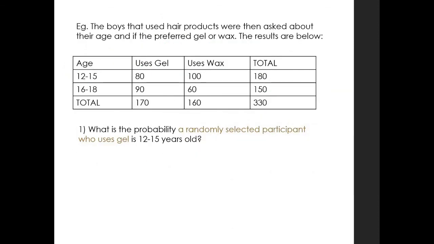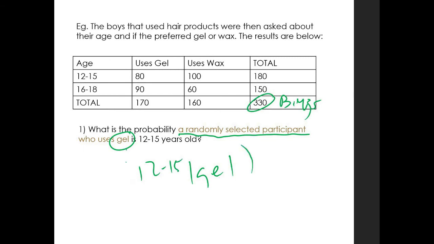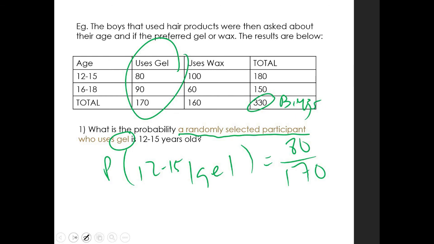This would be an example of a conditional question. What is the probability that a randomly selected participant who uses gel is 12 to 15? I know that's one of my subgroups. That's not everyone. Not everyone uses gel. Some people don't use gel, right? Everyone are boys, and some of them use gel, some of them use wax. So it says, a random participant who uses gel, so I'm conditioning on gel, and I'm asking what's the probability of being 12 to 15. Well, now everything's got to come out of here, and the answer is 170 for the denominator, and what do you say, 12 to 15, 80 for the numerator. And that's a wrap.